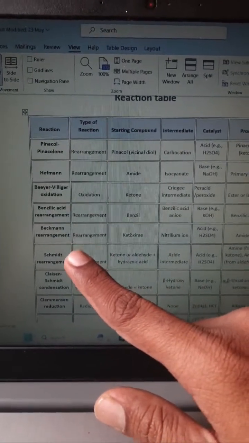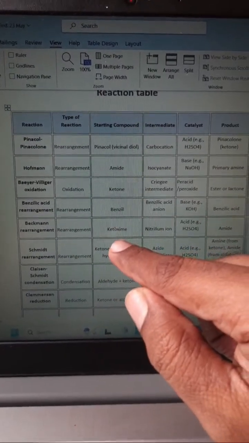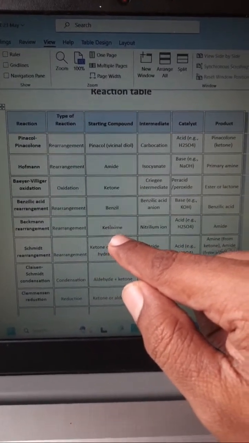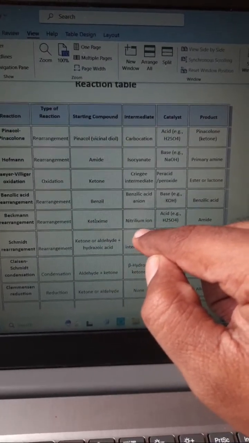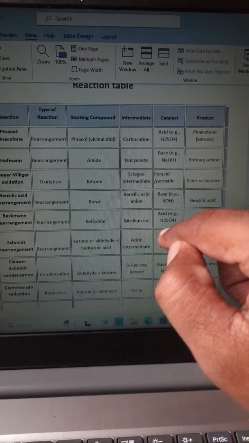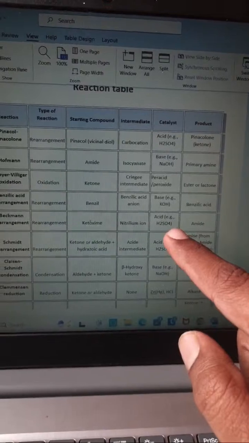The next one is Beckmann rearrangement. It's a rearrangement type of reaction. The starting compound required is ketoxime, and the intermediate is nitrilium ion. Catalyst used for this reaction is acid like H2SO4, and the product formed is amide.